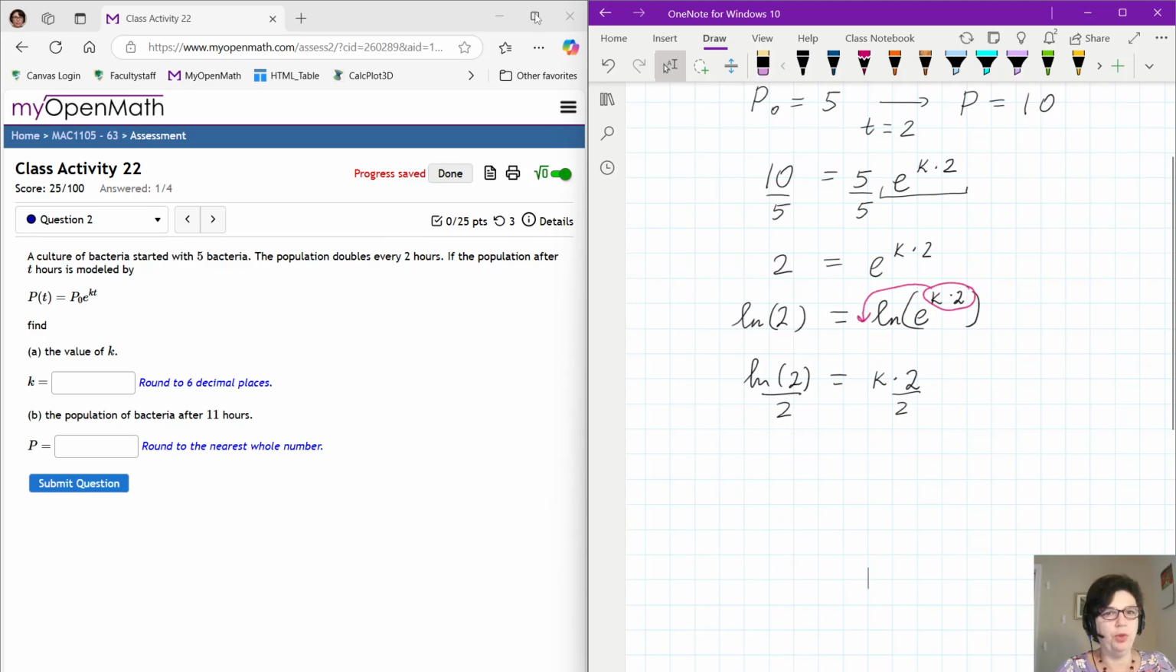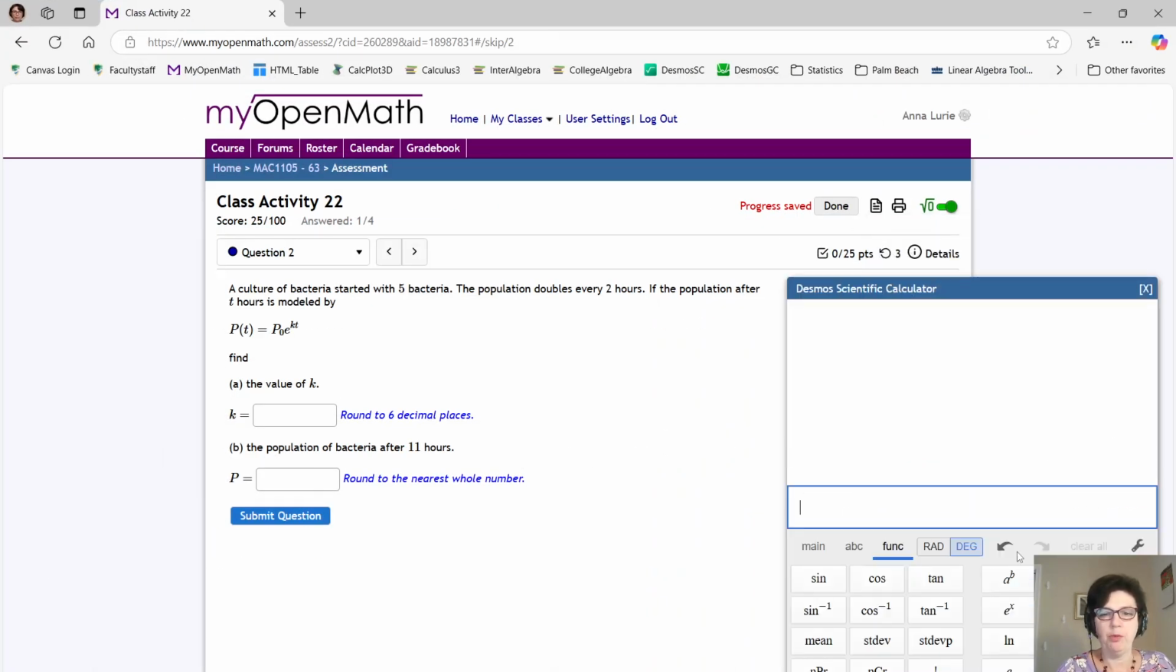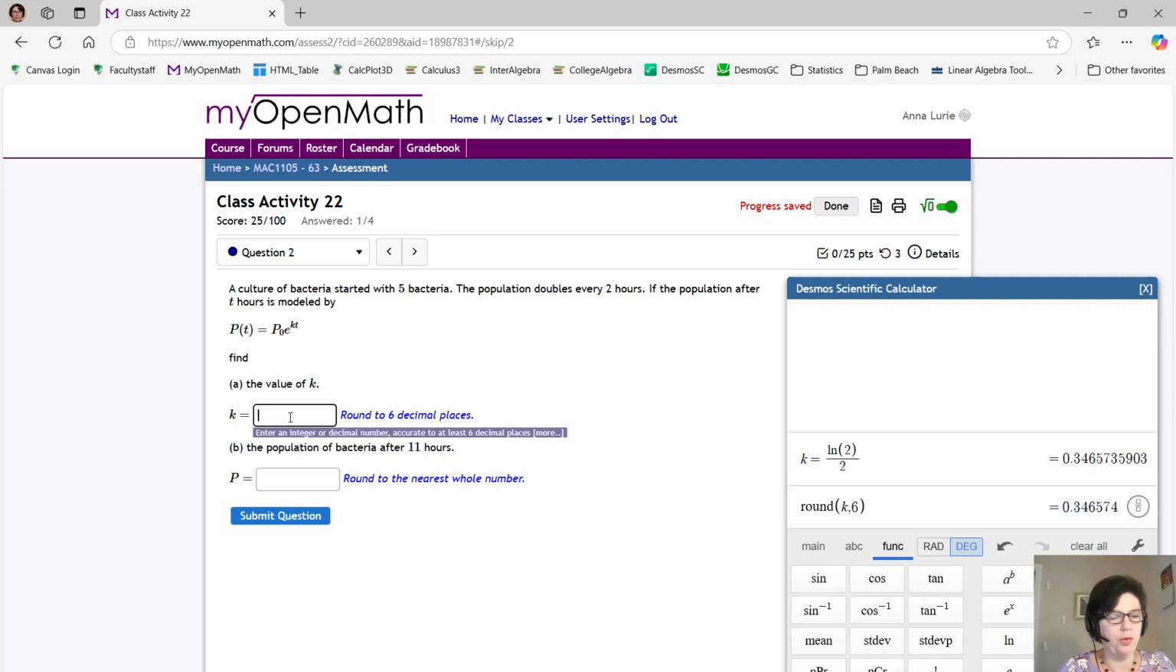Now, because I'm going to need it for the next part, I'm going to save it in a variable. So I'm going to say k equals natural log of 2 over 2. It says round to 6 decimal places. The problem with rounding is that if you round it too much, your next answer is going to be affected. So I'm just going to save it in a variable. But if I want to round it, I can just say round k to 6 decimals, and then I can copy that over here.